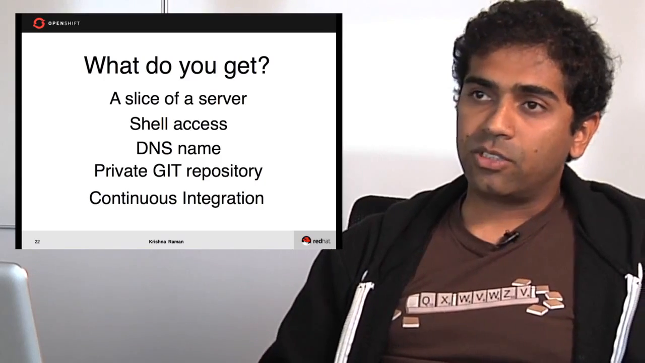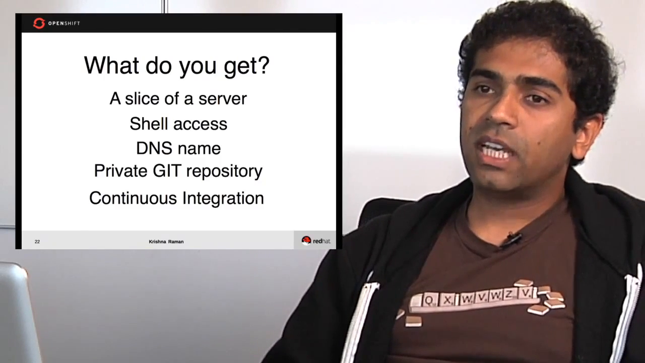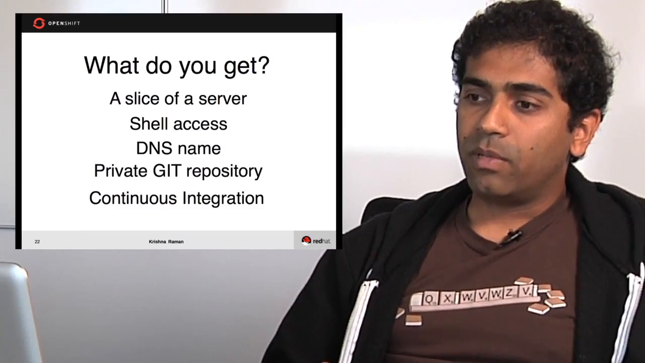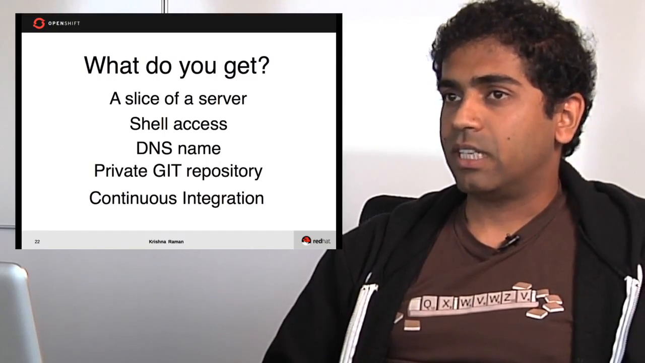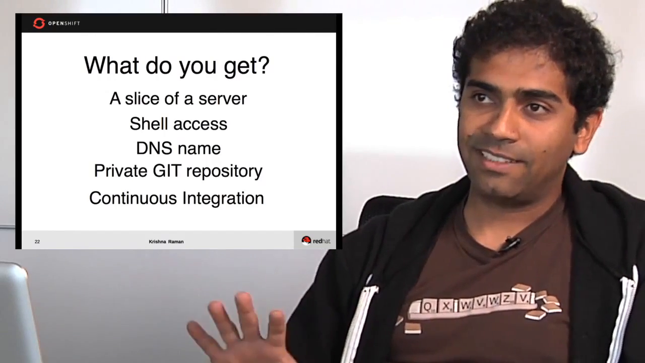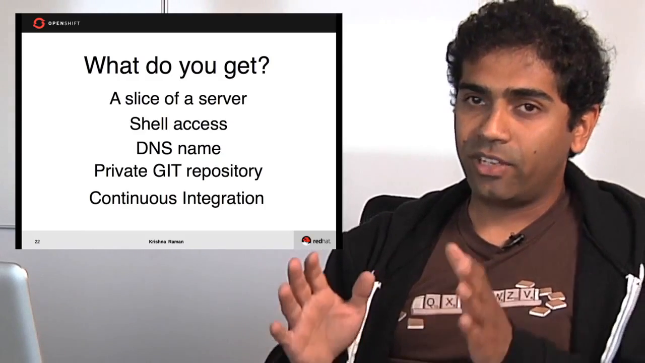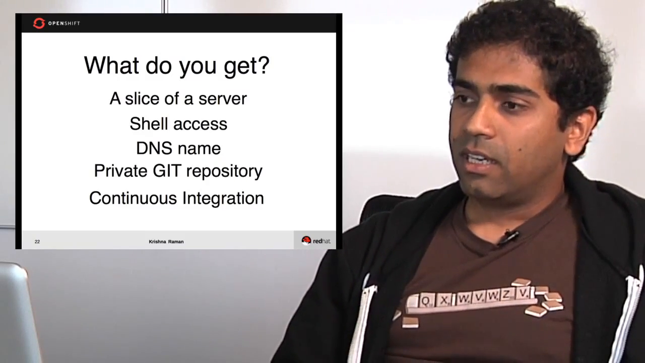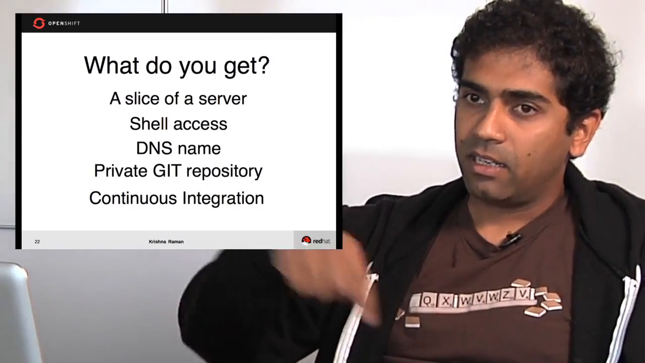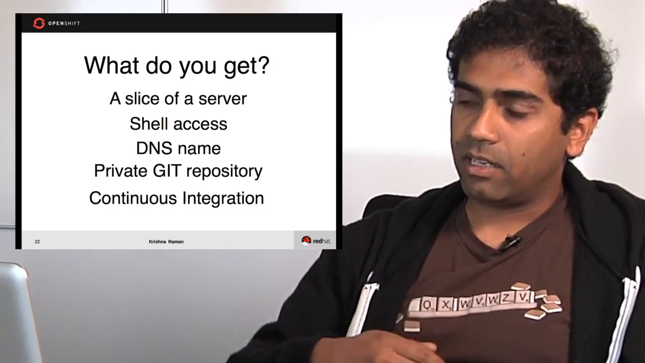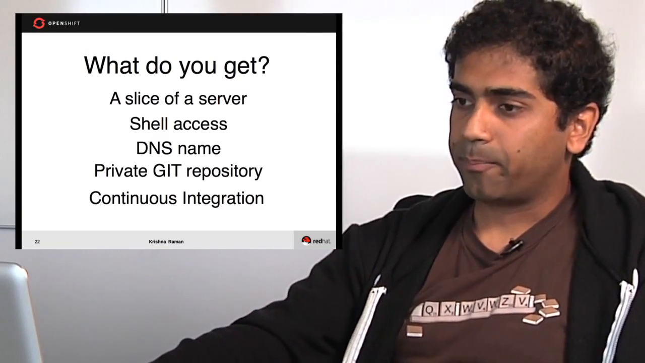Every application also gets its own Git repository, and this is private to that application. This is different from GitHub. It has nothing to do with GitHub. It's really for that application only. And all of your developers can commit and check out code from this repository.